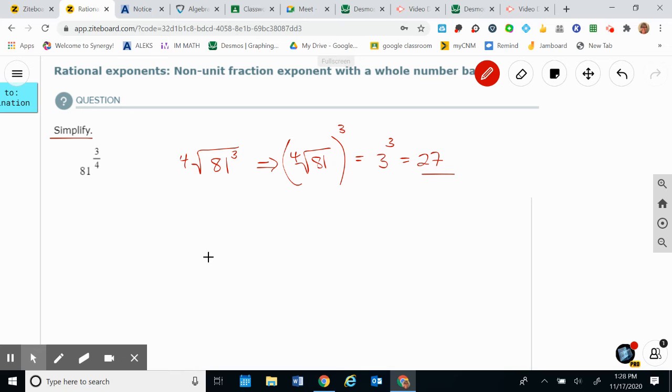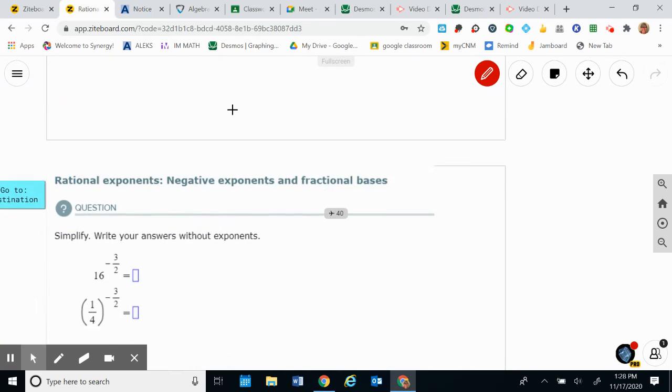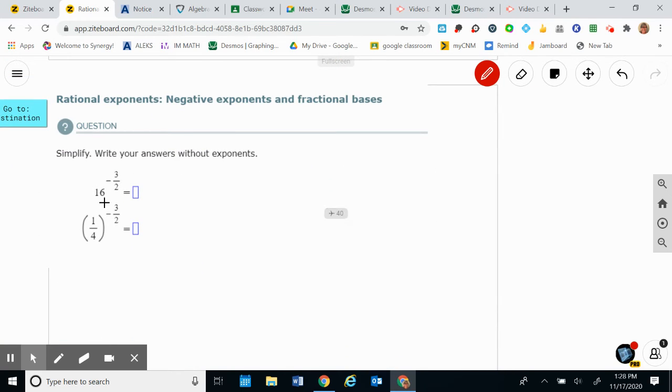Now, could you put it in the calculator? Yeah, but really, you're not supposed to. This is definitely something they want you to do by hand. It's good practice.